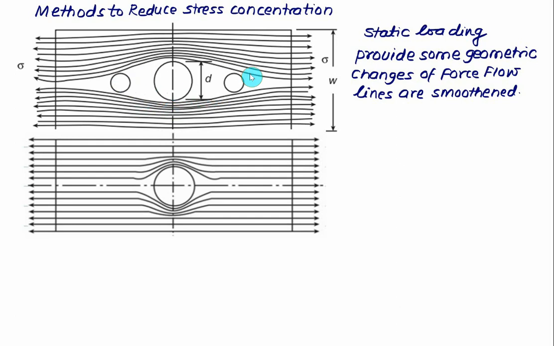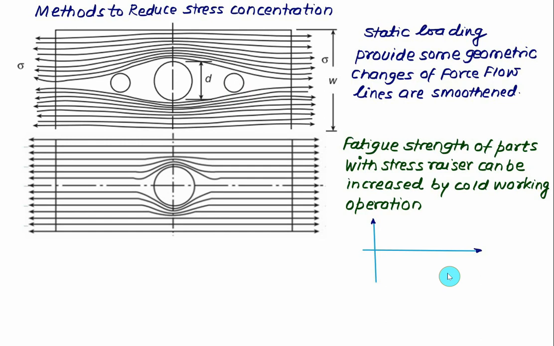But if you have a case of fatigue loading, that is when the load F changes with respect to time, it will be tension and then compression. Again it will come in tension and then in compression. This type of loading is called fatigue loading, and in the case of fatigue loading, the fatigue strength of the part with the stress raiser can be increased by a cold working operation.